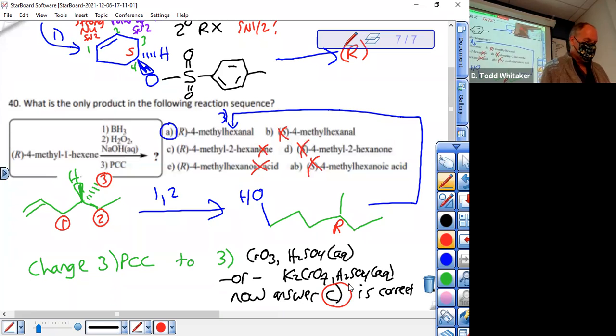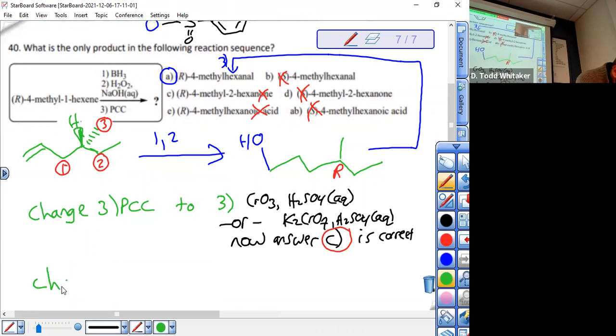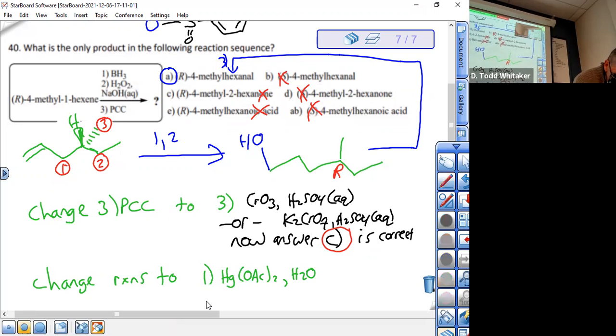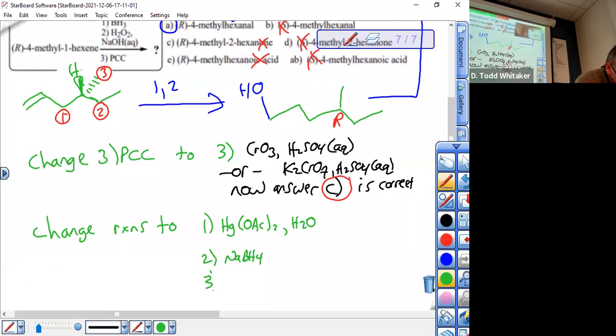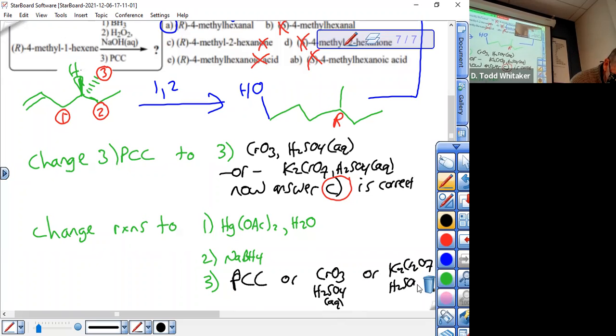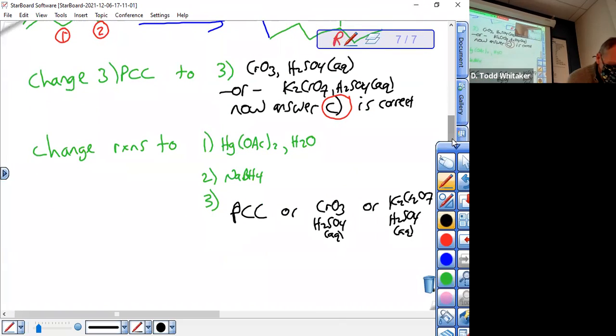If it was internal, yeah, if I changed number 1 and 2 here, change reactions to, this is really good. 1, HgOAc2, H2O, 2, NaBH4, and 3, PCC or CrO3, H2SO4 aq, or K2Cr2O7, H2SO4 aq. Answer is now B for any of those possibilities.